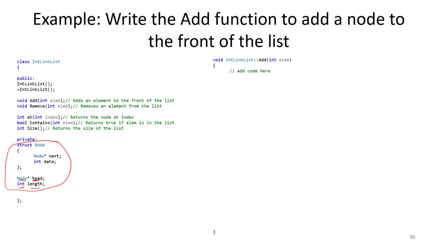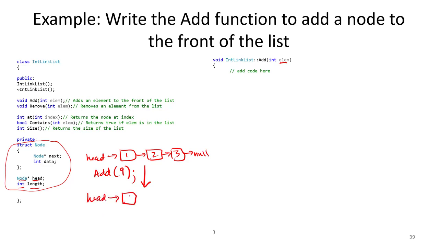So here we're being asked to write the add function to add a node containing element to the front of the list. So suppose we had an existing int linked list object that contained 3 nodes. If I called the function add with argument 9, then the result would be inserting a node containing 9 to the front of my list.